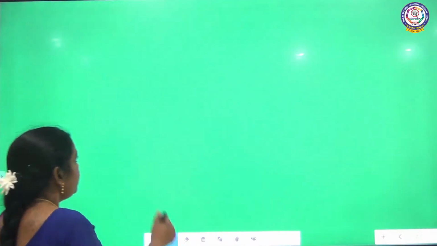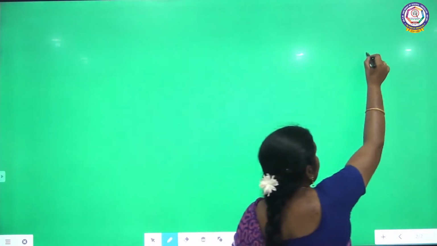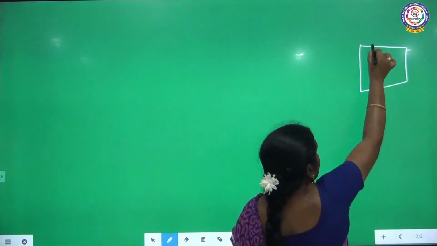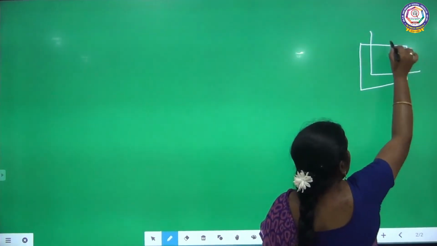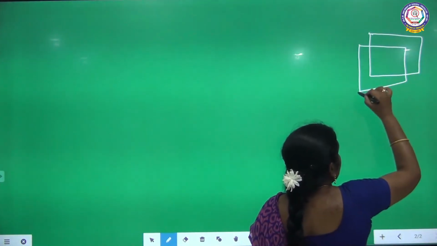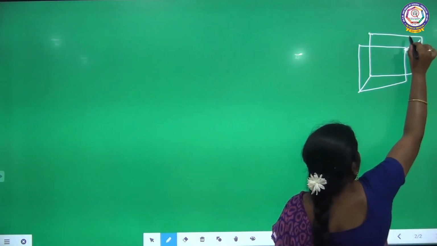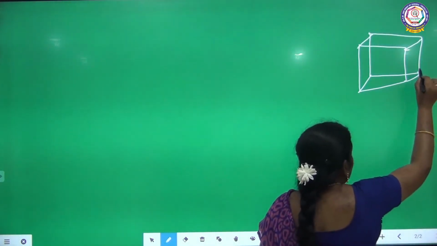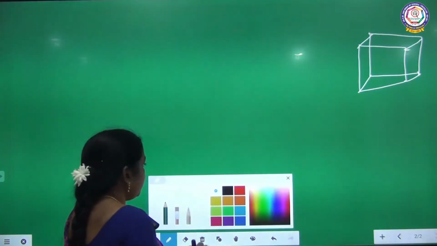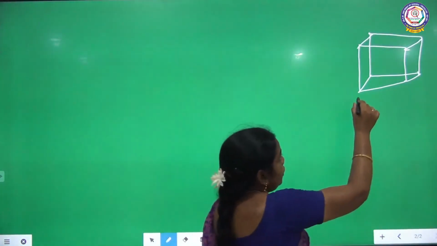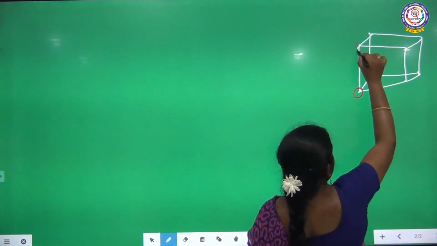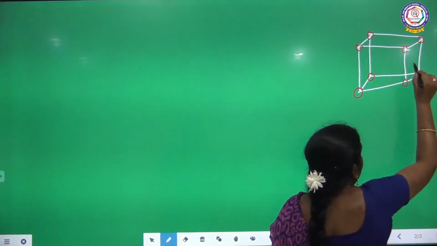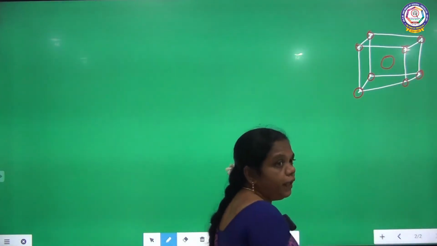Next, the body center cubic unit cell. The atoms are occupied at the 8 corners and the body center. So in BCC, the atoms are occupied at 8 corners and then 1 at the center of the body.